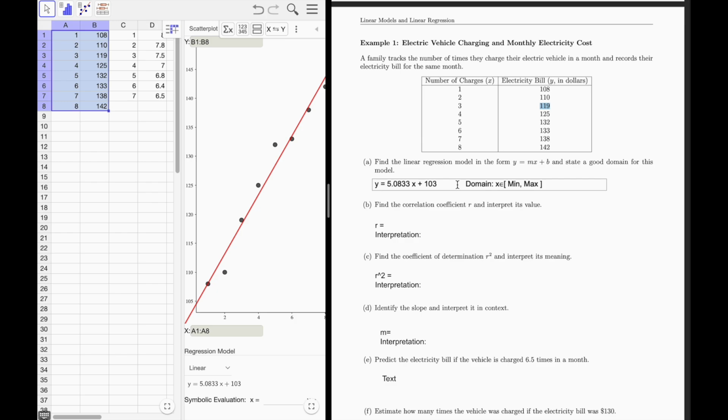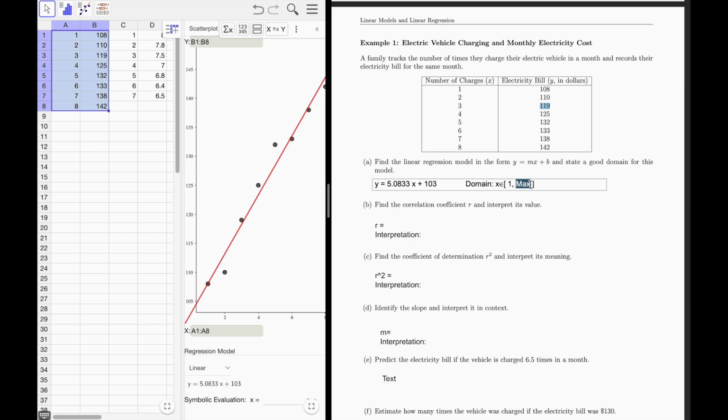Now, for my domain, the number of charges we have is from 1 to 8. We might want to go out maybe to 9 or 10, but we don't want to go way too far out because the model might not make sense. So, and again, this is subjective. Everybody might come up with slightly different answers. Someone else might come up with, oh, I want to go out to 9.5, or I want to go out to 10.5. So as long as you're within a reasonable range, it's okay.